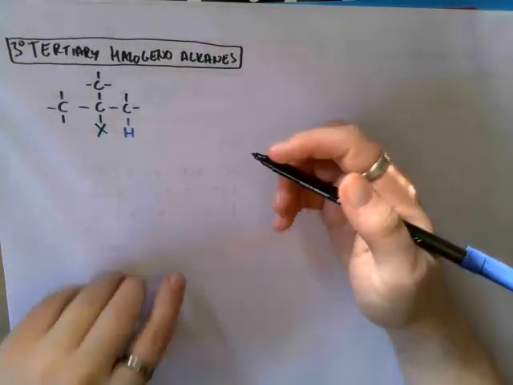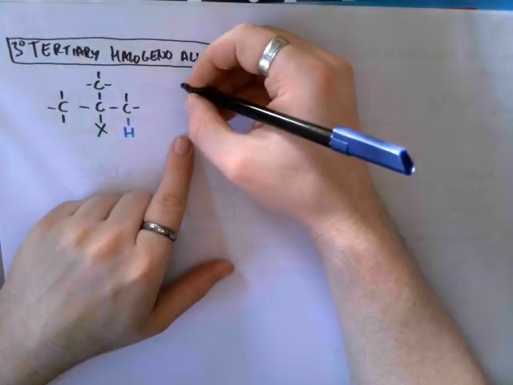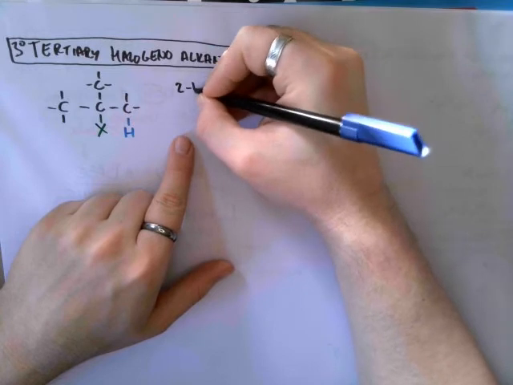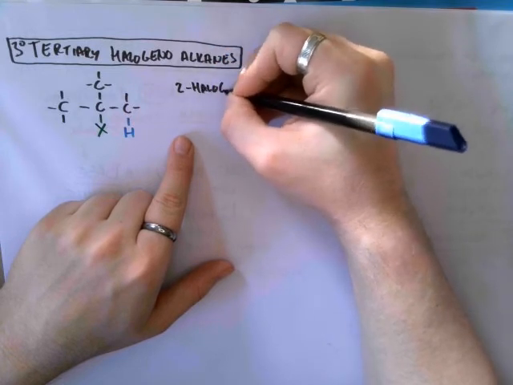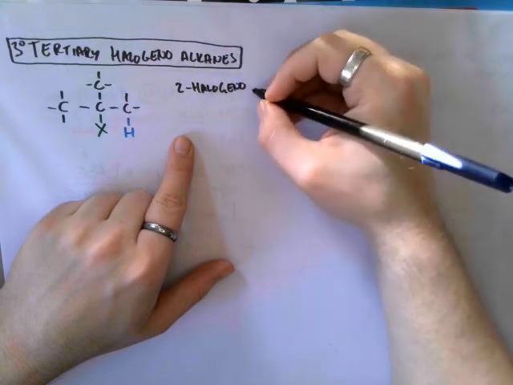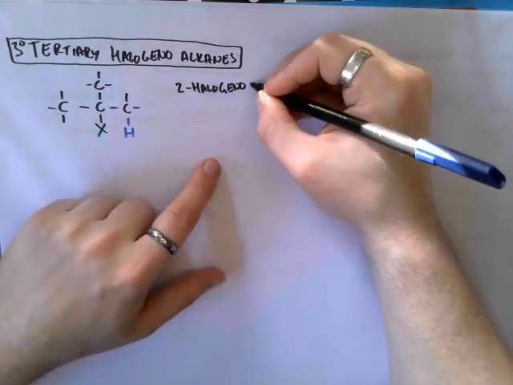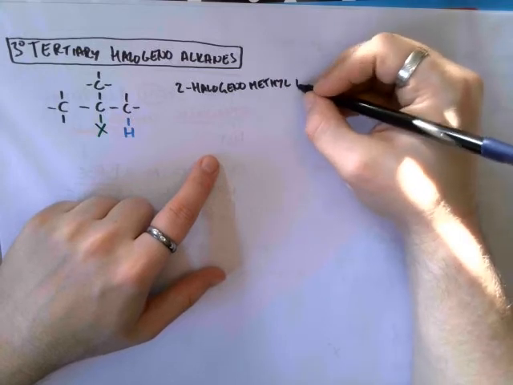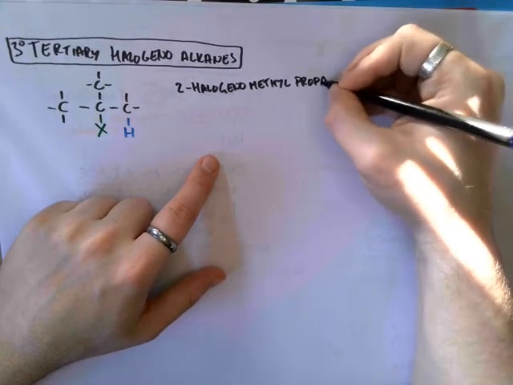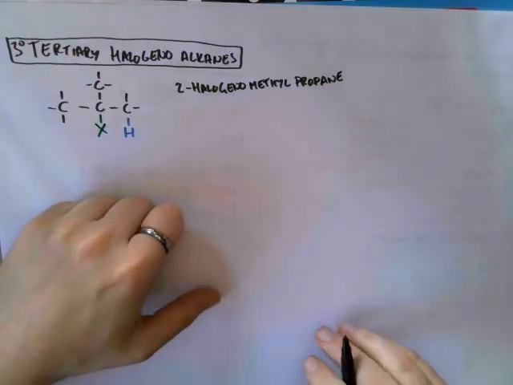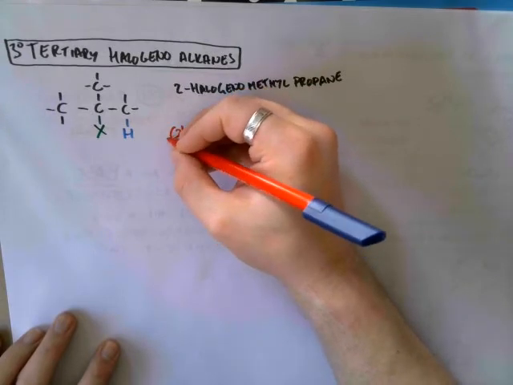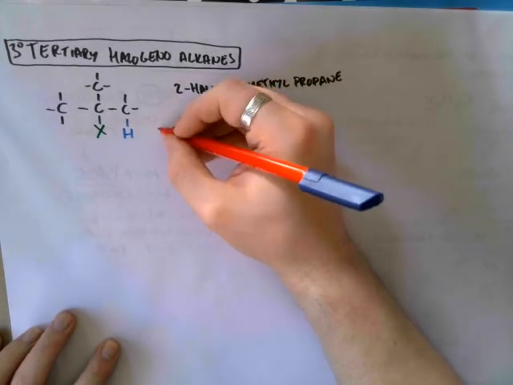I'm using the same molecular formula, so this would be 2-halogeno, and then we don't need a number for the methyl group because it can't be anywhere else. Methylpropane. This is still the same molecular formula, and that's why I've chosen to use it. I'm going to have my hydroxide ion down here. And again, the mechanism is very, very similar.